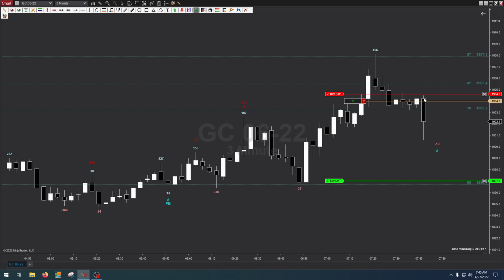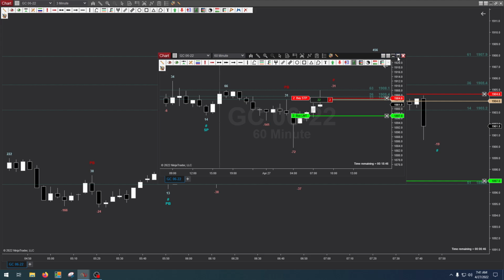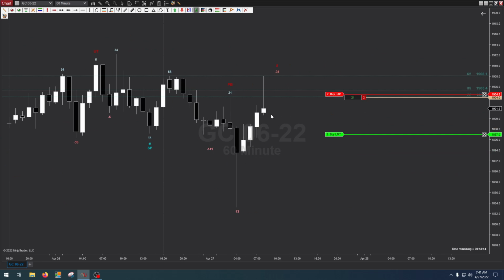I just brought it to this fractal high here. Stooges buy here. Now this is what's happening on the hourly. This was up here at the time, now it rolled over. Tried to go after its low.